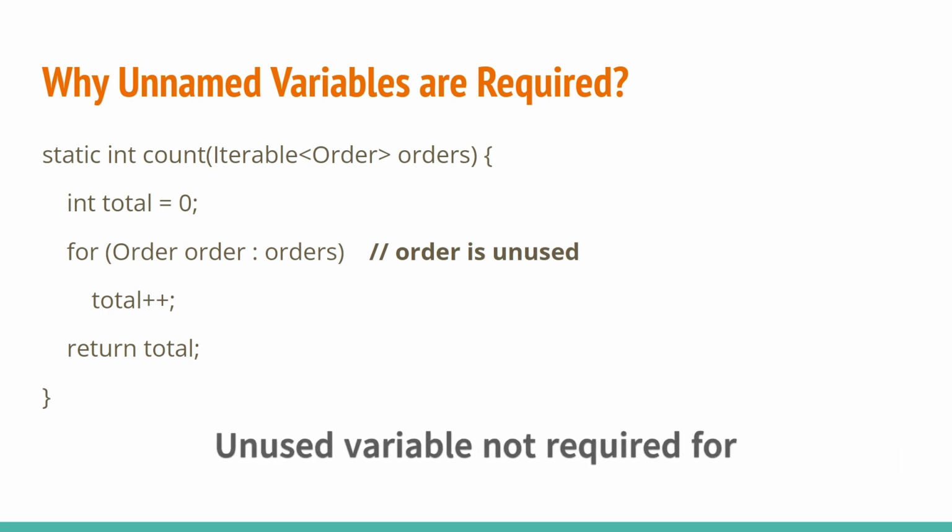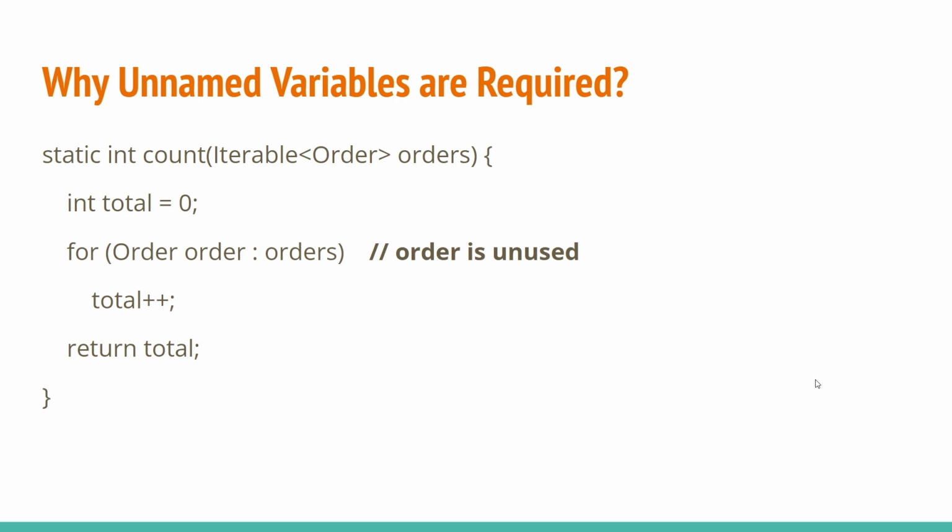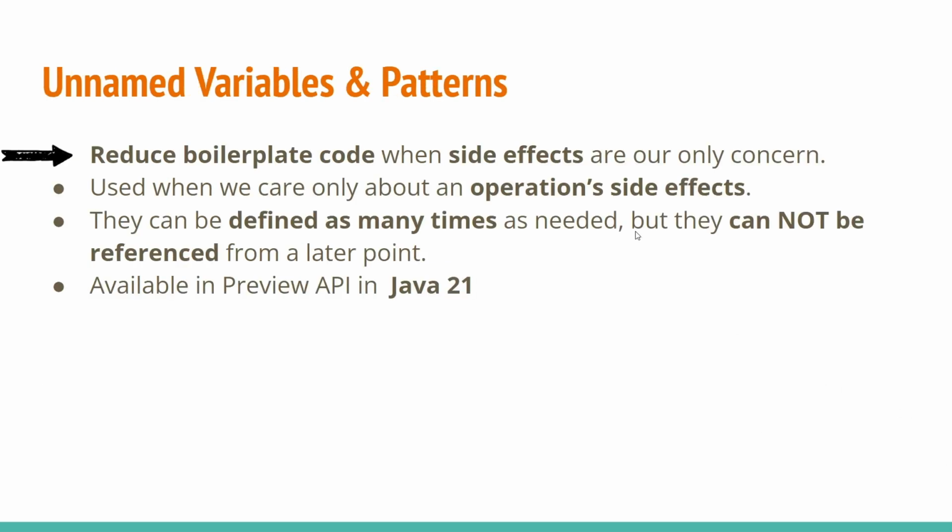So this is where unnamed variables come to our help. Unnamed variables reduce boilerplate code when side effects are our only concern. These unnamed variables are used when we care only about an operation's side effect. So we are going to look at how we can improve the code we have written previously. They can be defined as many times as needed, but they cannot be referenced from a later point. So once we declare them as unnamed, we cannot use them in our code after that point. This feature is available in the preview API of Java 21.